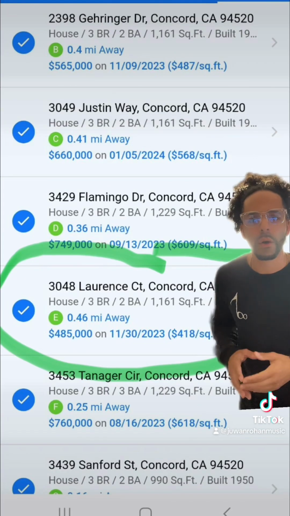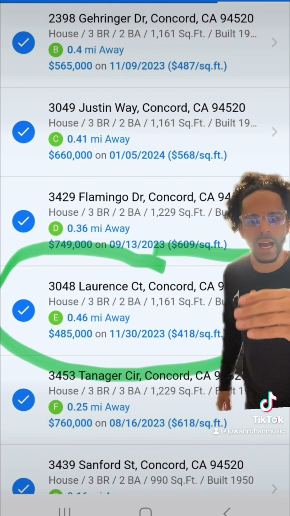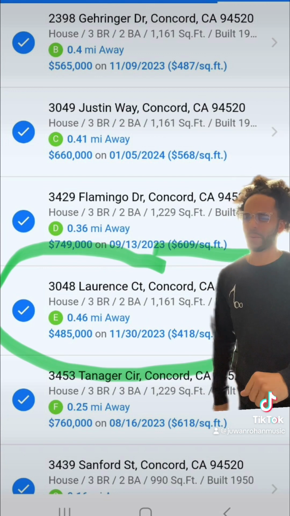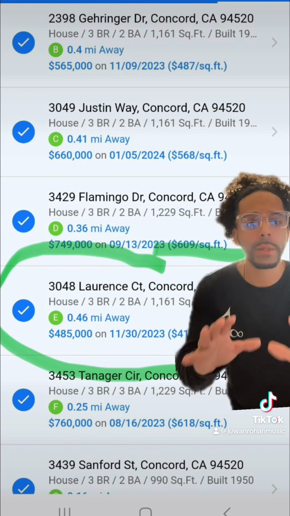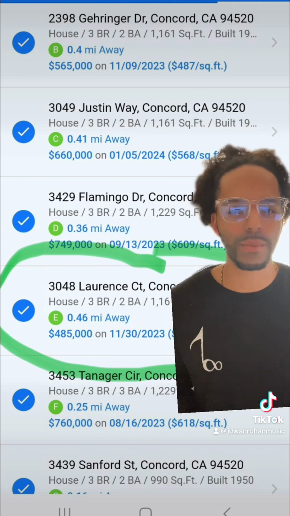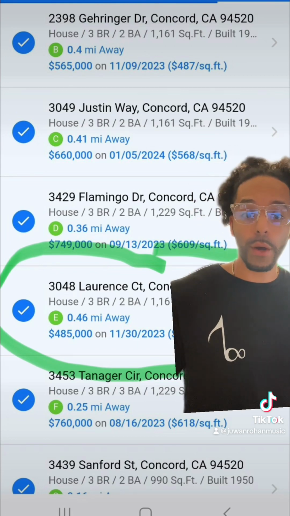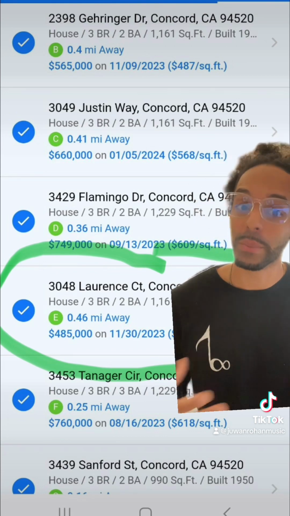So here's a list of the homes he sent me, okay? We got 565, 660, 749, 485. So I see that, I'm like, wait, why is this in the calculation? Something must be wrong, right? Like it has to be a fixer. No way this area sold for that low. So I pulled up the old photos. In fact, it was a complete fixer, right?